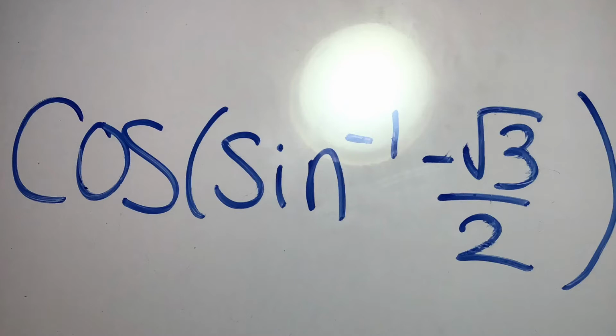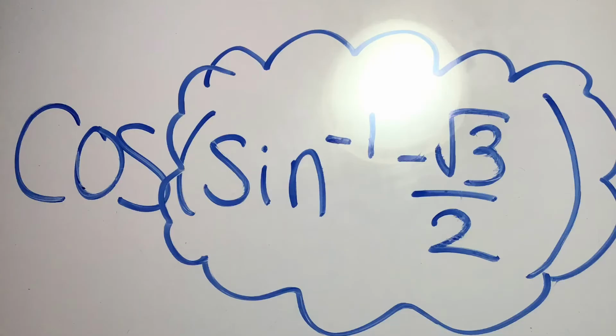We have our problem, which is cosine of inverse sine of negative square root of 3 over 2. For this problem, we only want to focus on the inside, which is where the parentheses is. You can do this by circling or putting a cloud over it, or whatever you want to use to identify that we're only focusing on the inside first.